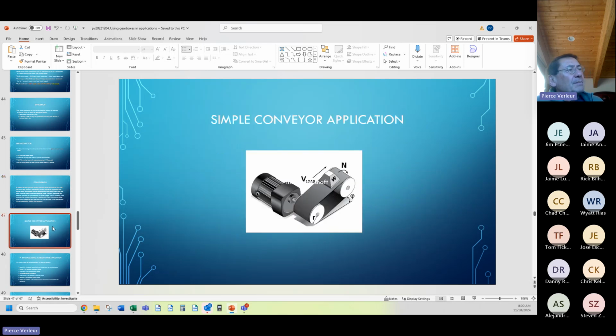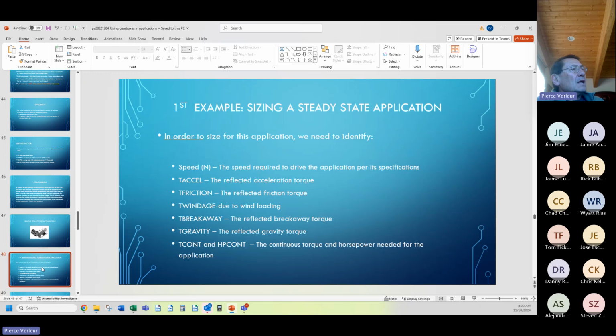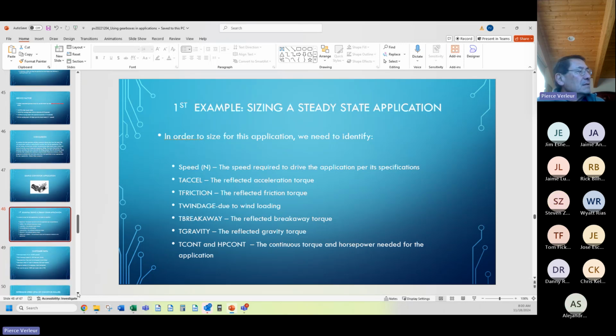Now, a simple conveyor application. Here we've got a motor, we have a gearbox, then we have a belt drive. This is that continuous duty application that I was talking about. And this is the stuff you're going to need to identify. Here's your list. Fill this list in. We can size anything.